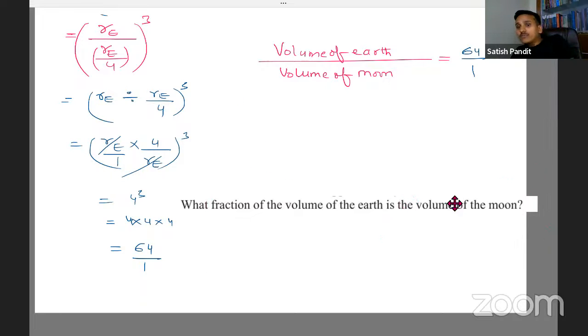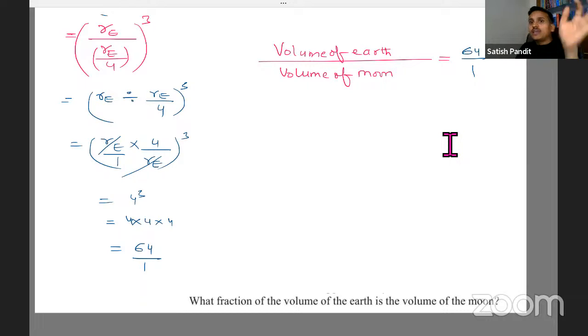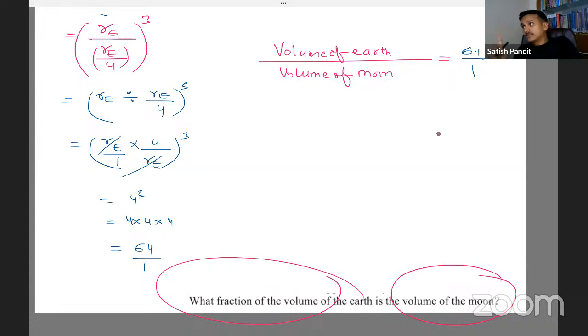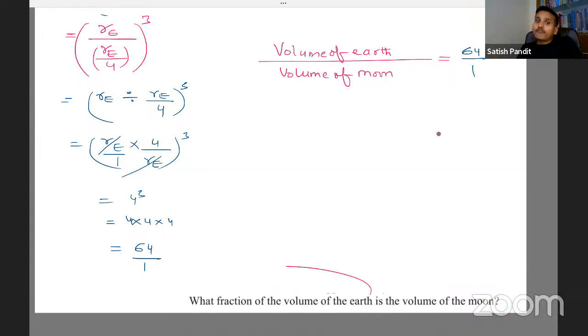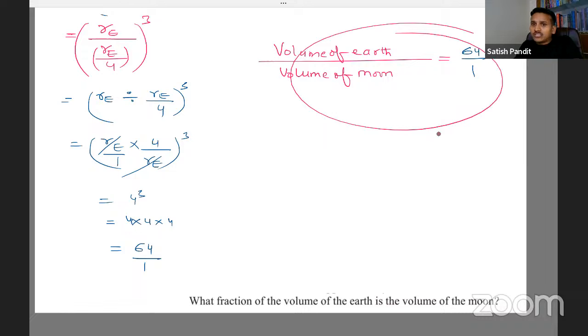Okay. Now, that means what? If you look here, we want to write volume of moon in terms of volume of Earth. That has to be very, very clear. They have told what fraction of the volume of the Earth is the volume of the moon. That means we want to write volume of moon in terms of fraction of the volume of the Earth. Yes or no, everyone? Yes. That means we have to rewrite this equation in some other way.